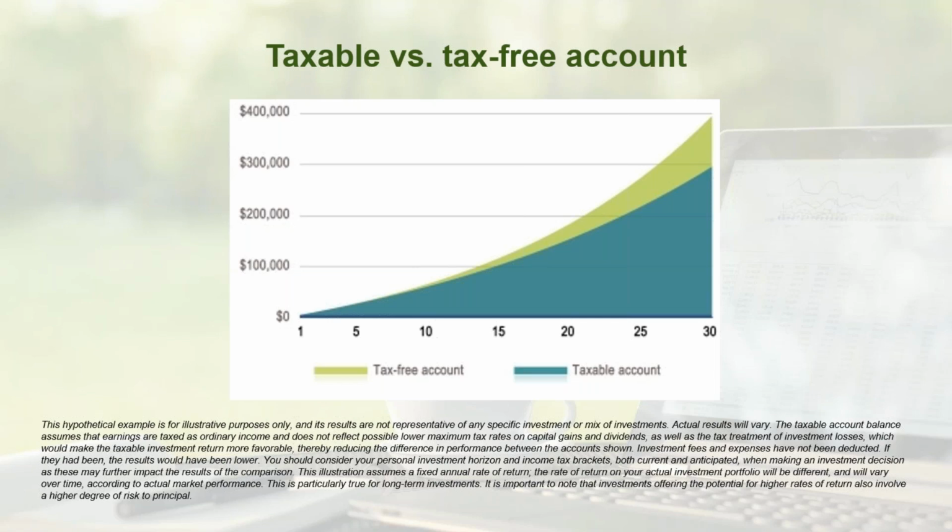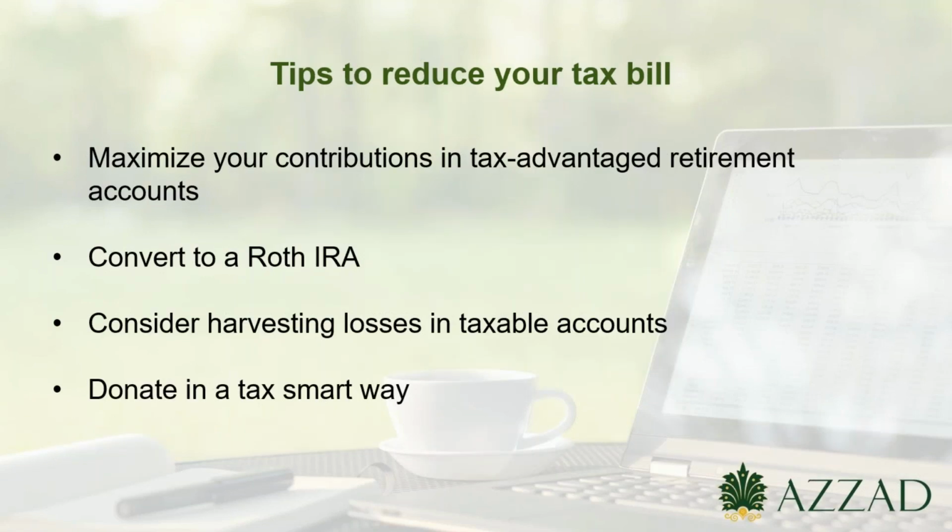Assuming a tax rate of 28%, in 30 years, the tax-free account will be worth $395,291, while the taxable account will be worth $295,896. That's a difference of $99,395. Now back to the tips.